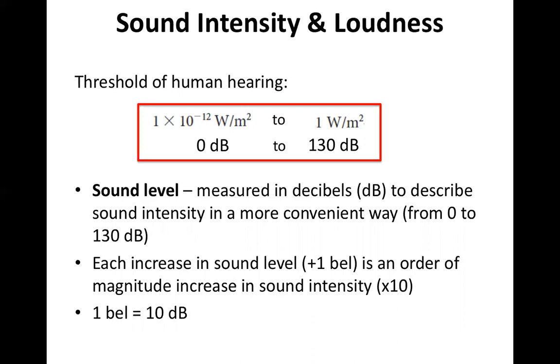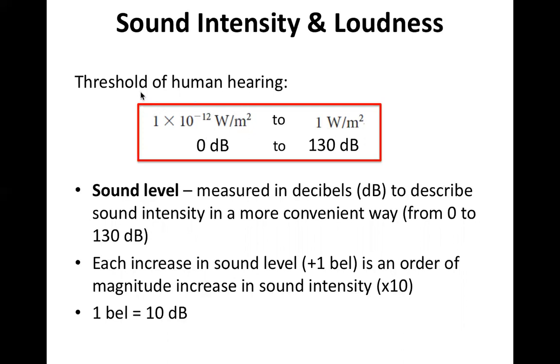Each increase of one sound level, one bel, is an order of magnitude increase in sound intensity, so 10 times. So 1 bel is equal to 10 decibels. When you go from 10 to 20 to 30, that would be an order of magnitude increase. I will do an example.